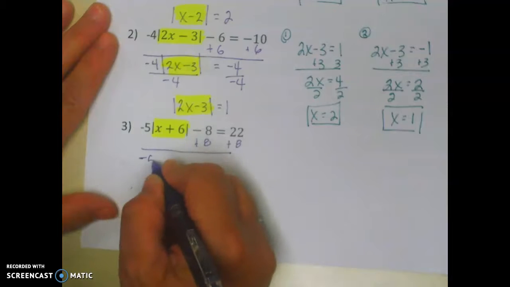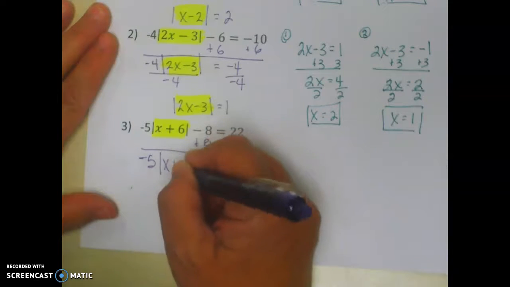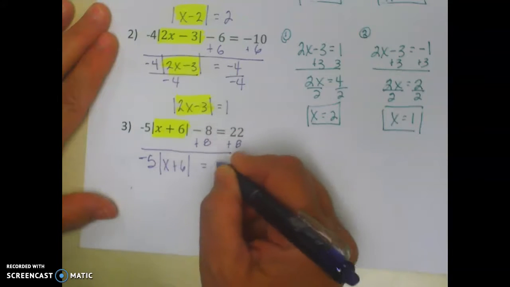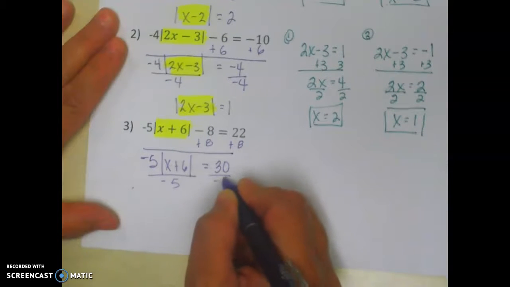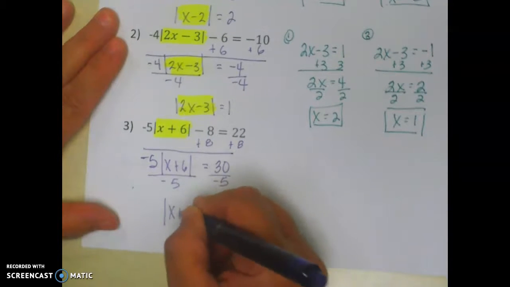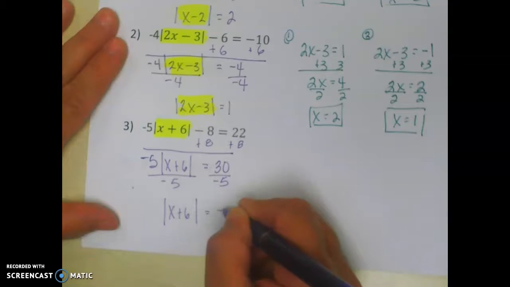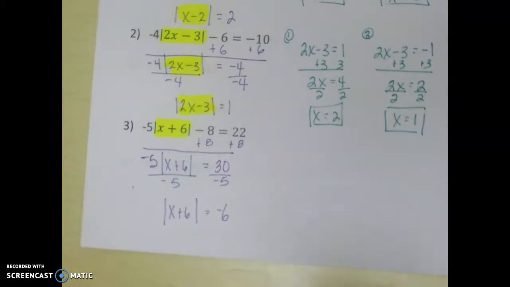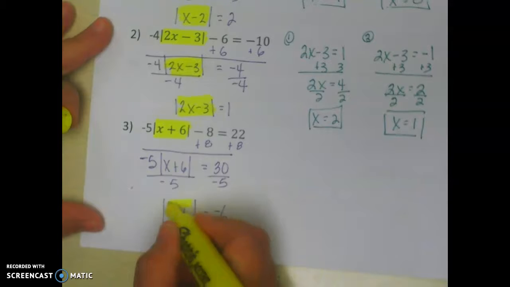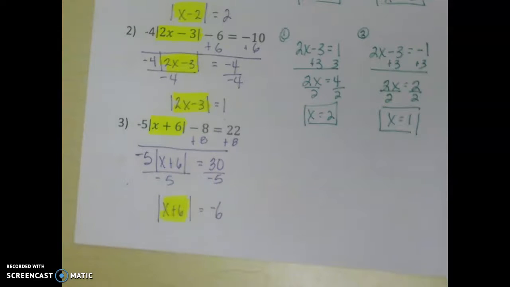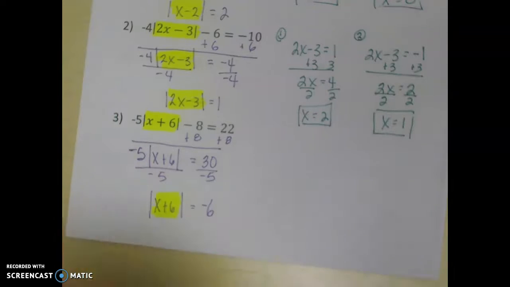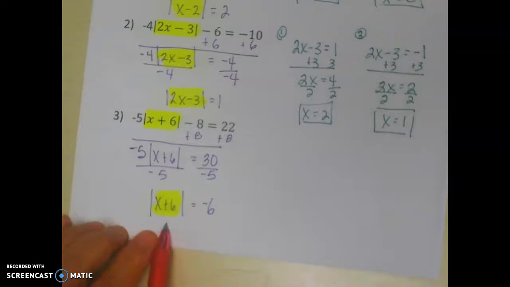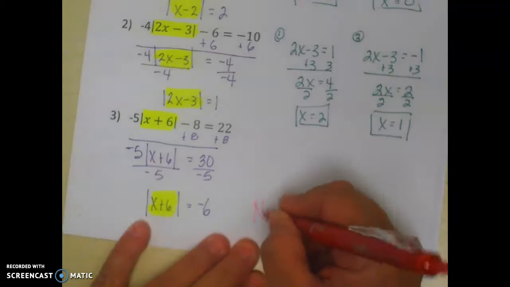So I have negative 5 times the absolute value of x plus 6 equals 30. I'm going to divide by negative 5. So the absolute value of x plus 6 equals negative 6. Okay, and I've isolated this, but we have a problem. Because the absolute value of anything, whatever's inside of here, the absolute value of it cannot be a negative 6. Now you can't make this determination until you have the absolute value by itself. But this is going to be no solution.